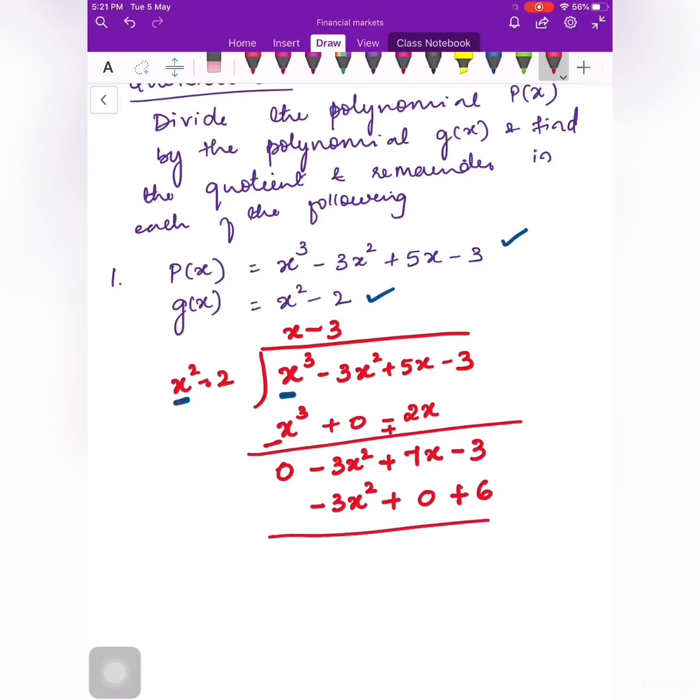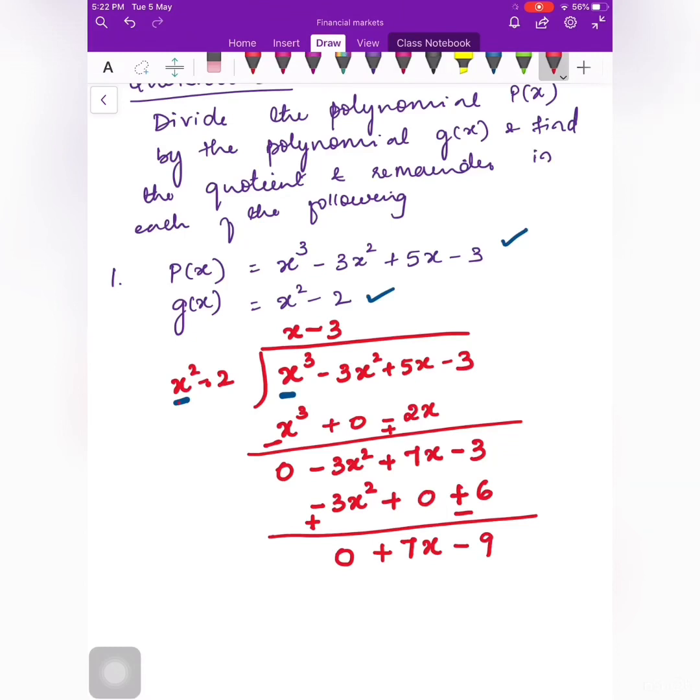Now the next step is to change the sign. It's plus here, so I'll take minus; minus here, I'll take plus. So minus 3x square plus 3x square will cancel out and you'll get 0. Here it is 7x, write it down as it is. Next, minus 3 minus 6 will give you minus 9.